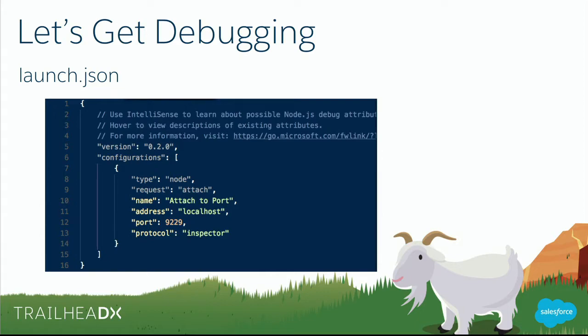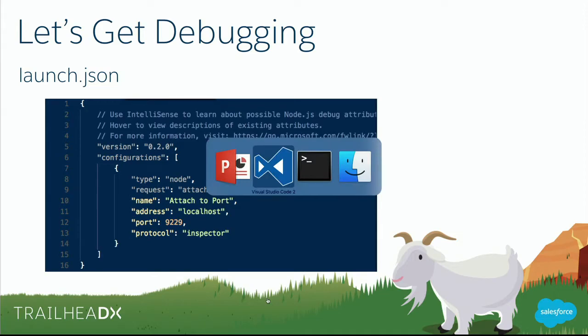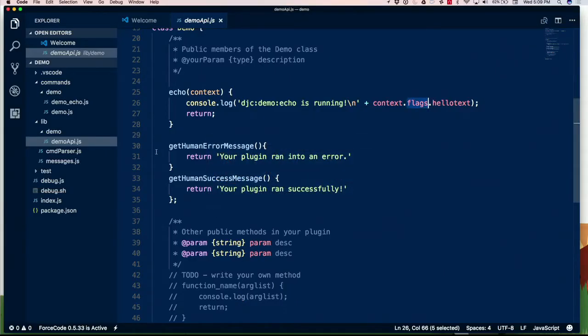Launch.json, this is a file specific to Visual Studio Code that defines how to launch the debugger, what it should do upon launch, where to look for something to attach to, and so on. Super simple. This is like boilerplate, right? There's nothing specific to my plugin in here. And so let's go ahead and try some debugging then.